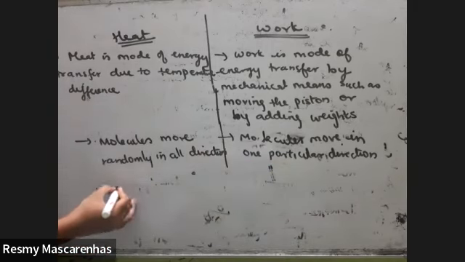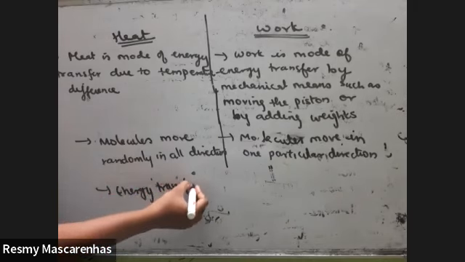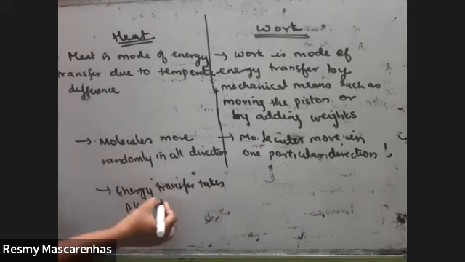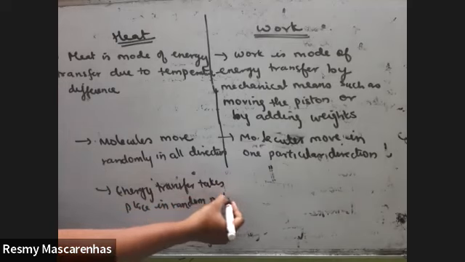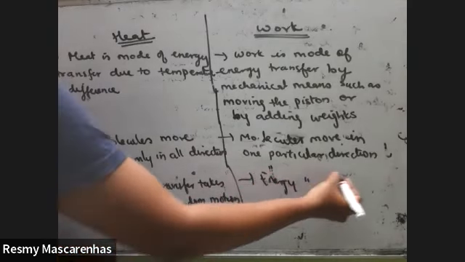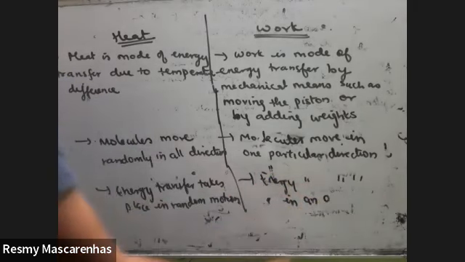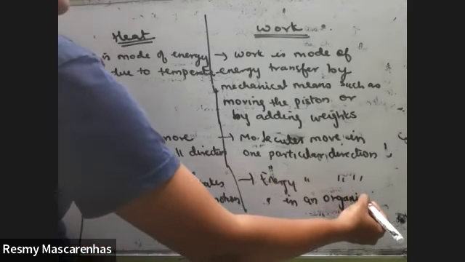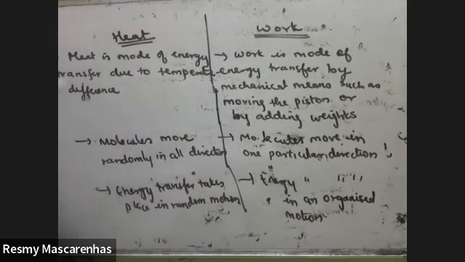That's why in heat, energy transfer takes place in random motion. Yeah, in work, energy transfer takes place in an organized motion. So this is the difference between heat and work.